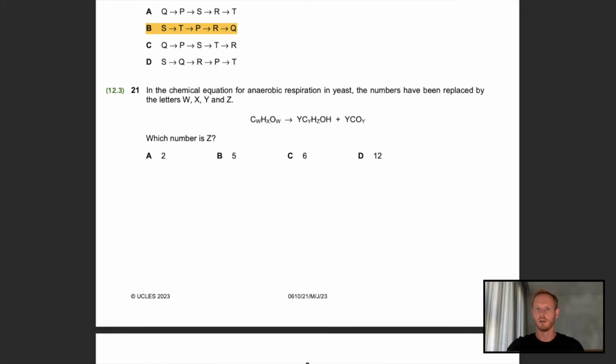Number 21. In the chemical equation for anaerobic respiration in yeast, the numbers have been replaced by the letters W, X, Y, and Z. Which number is Z? So you need to know the balanced chemical equations for both aerobic respiration and anaerobic respiration in yeast. For anaerobic respiration in yeast, the equation is C6H12O6, that's glucose, forms 2 C2H5OH, 2 ethanol or alcohol molecules, and 2 CO2. So Z has replaced the number 5, so the correct answer is B.